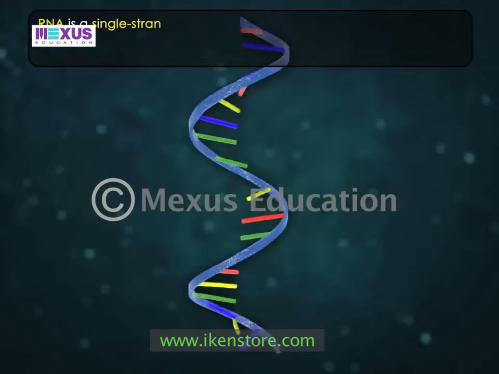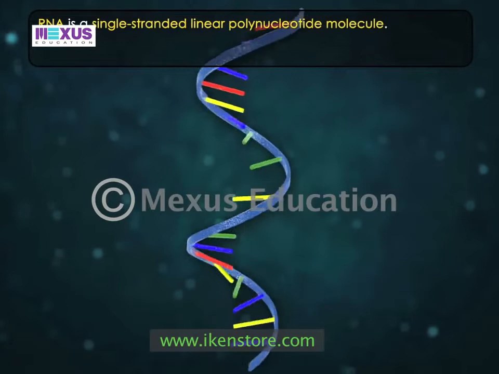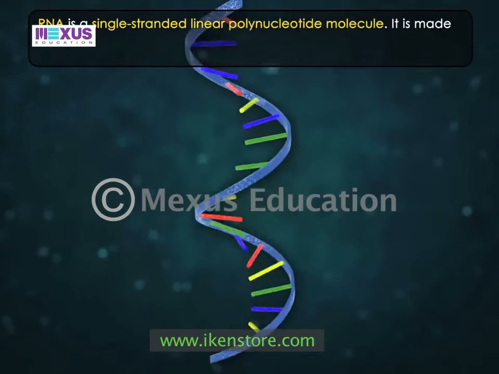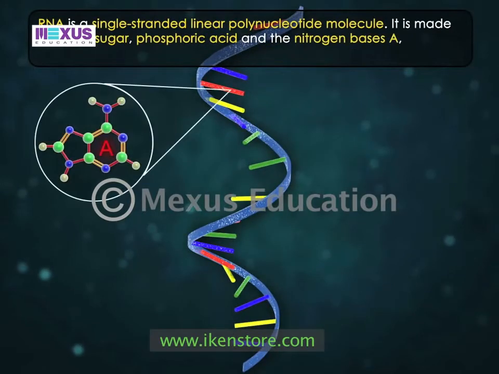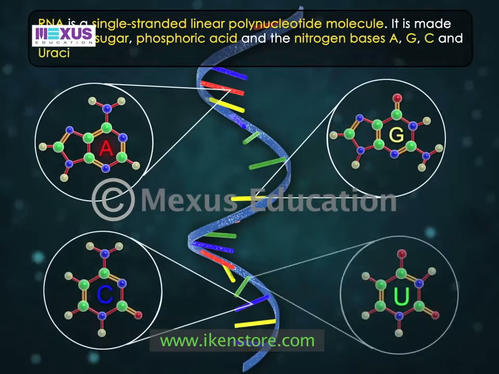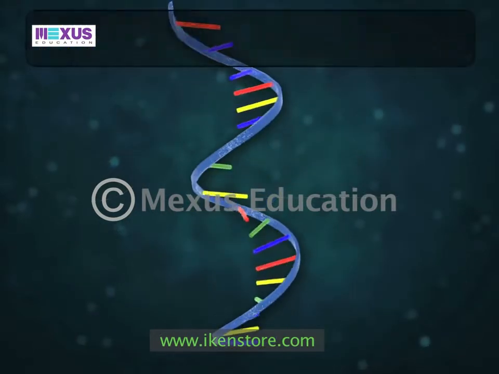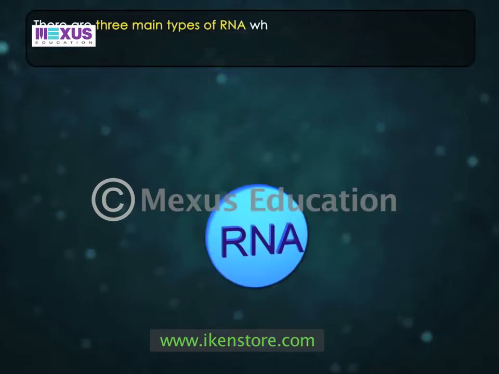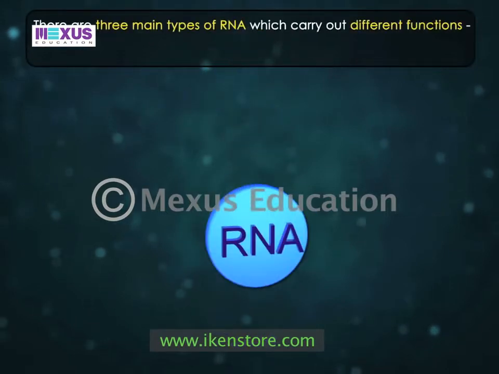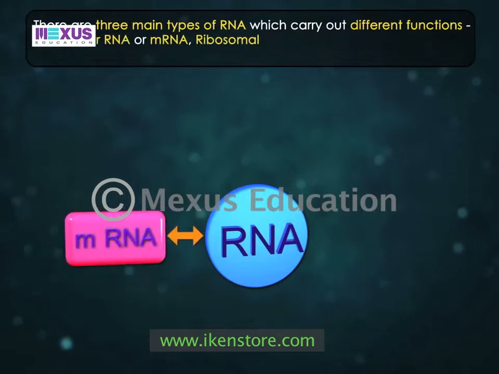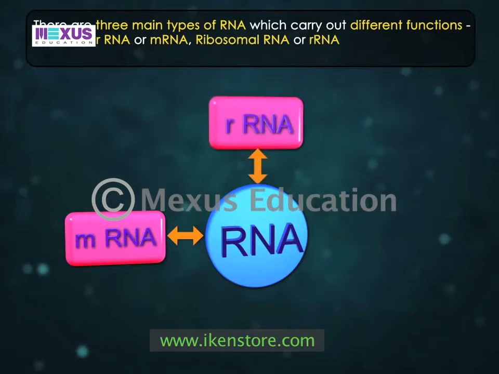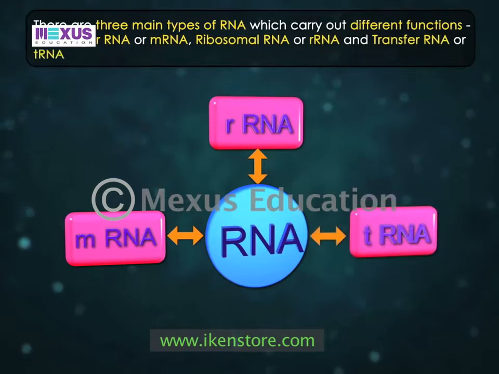RNA is a single-stranded linear polynucleotide molecule. It is made of ribose sugar, phosphoric acid, and the nitrogen bases A, G, C, and uracil, U. There are 3 main types of RNA which carry out different functions: messenger RNA or mRNA, ribosomal RNA or rRNA, and transfer RNA or tRNA.